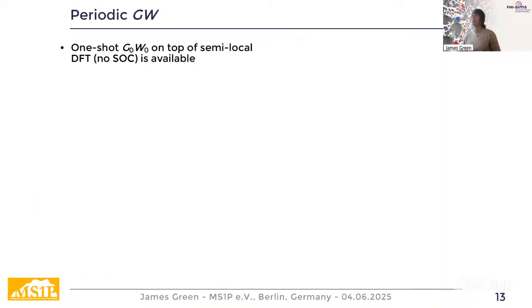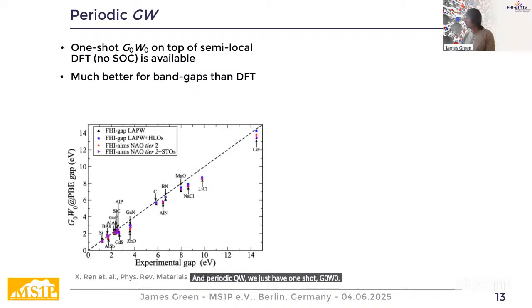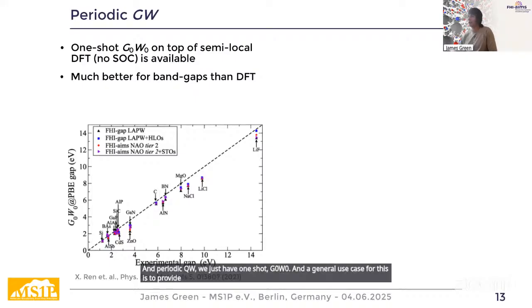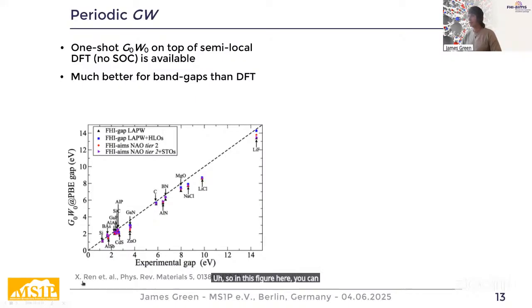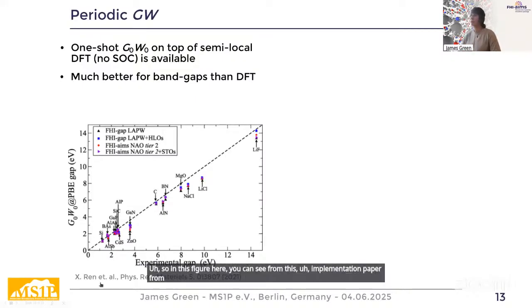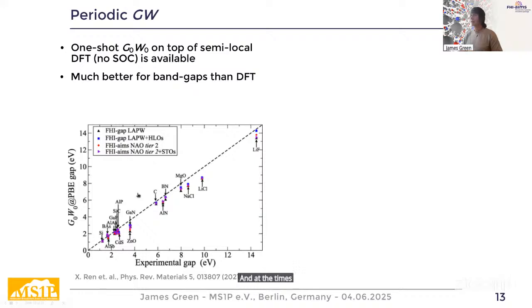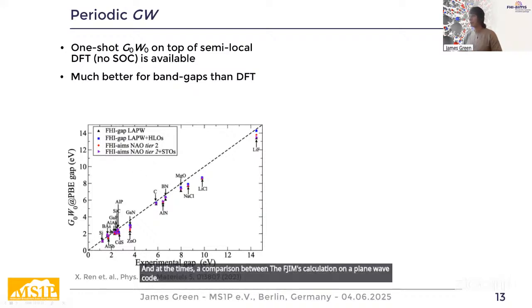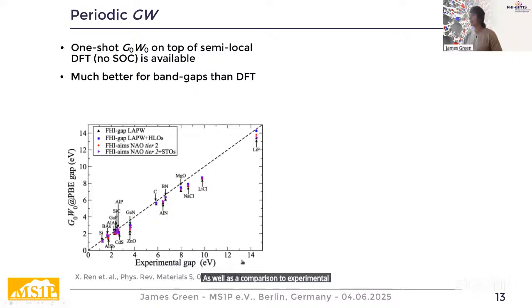In periodic GW, we just have one-shot G0W0. And a general use case for this is to provide corrections or more accurate band gaps than DFT calculations. So in this figure here, you can see from this implementation paper from Jinggu Ren, whose group also has done a large portion of the implementation of GW in FHI-aims, a comparison between the FHI-aims calculation and a plane wave code, as well as a comparison to experimental band gaps for these materials, showing a good comparison.